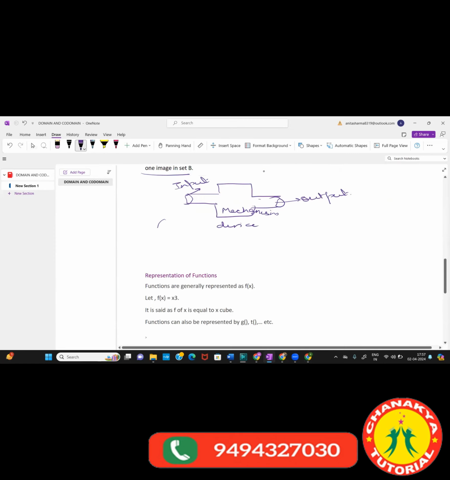Suppose, through a ray diagram, this is your set A and this is your set B. Here the elements are 1, 2, 3, 4 and here the elements are A, B, C, D. So this set A has images in B. This is your input and this is your output. You can say these are the values of x you are putting and these are the values of y you get after putting the values of x. Got my point, beta?